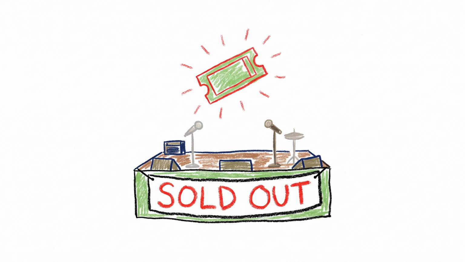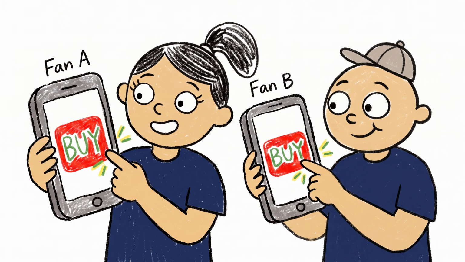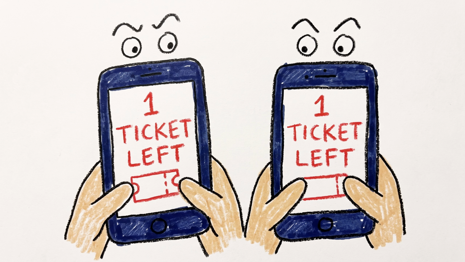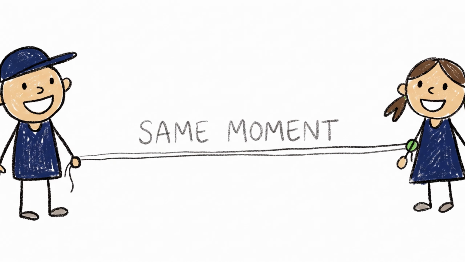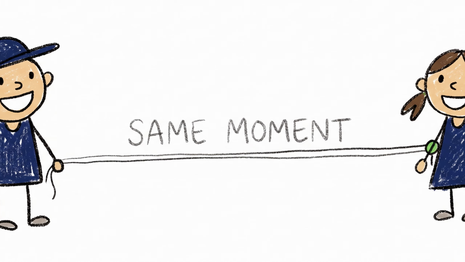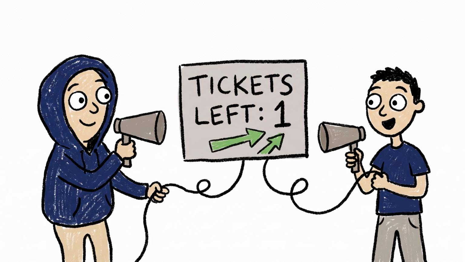Forget code for a second. Picture a concert, sold out except for one last ticket, seat 14A. Two fans want it. At the same instant, they both tap buy, and both of their screens say the same thing, one ticket left. Behind the scenes, the website handles both of them at the very same moment. Two requests, running side by side. Programmers call those threads, and both are about to change the exact same number, the tickets left.